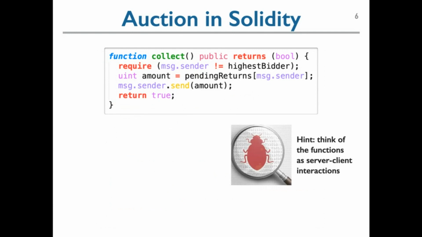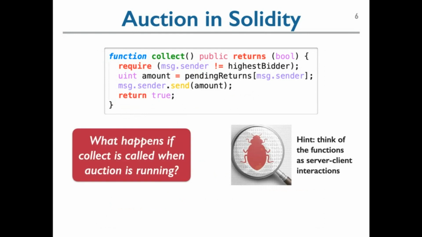So let me give you a hint. What happens if the collect function is actually called when the auction is still running? It doesn't really matter exactly what's happening, but the important point is that the auction has a predefined protocol. First, all the bids must happen, and then all the collects must happen. And so the high-level problem here is that there is no way to statically enforce this protocol in Solidity.